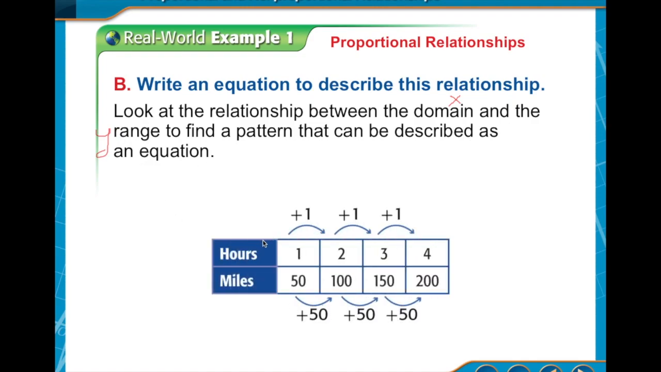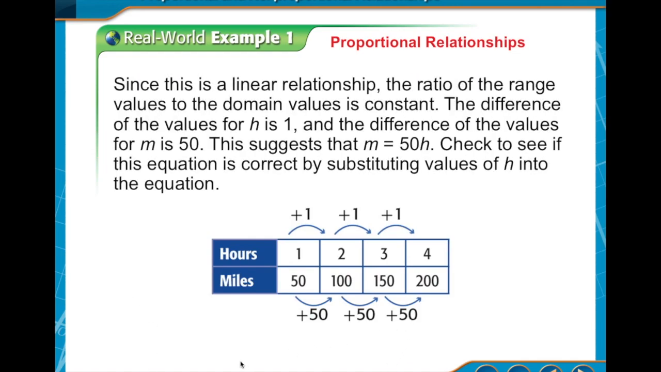Let's look here. The hours are increasing by 1 each time. The miles are increasing by 50 each time. So what would that tell us as far as our slope? Well, we know our slope is the change in y over the change in x. How is y changing? 50. And how is x changing? 1. So our slope is 50 over 1, which is just 50. And that's miles per hour.